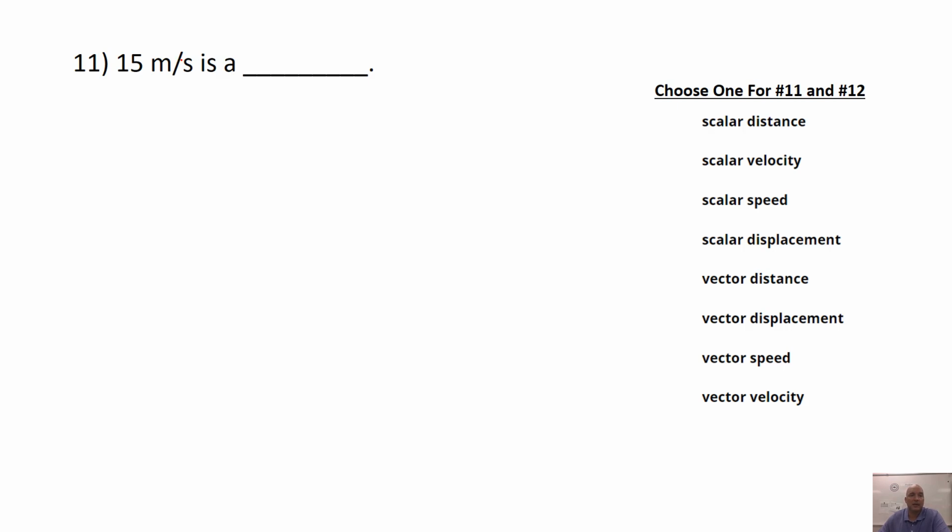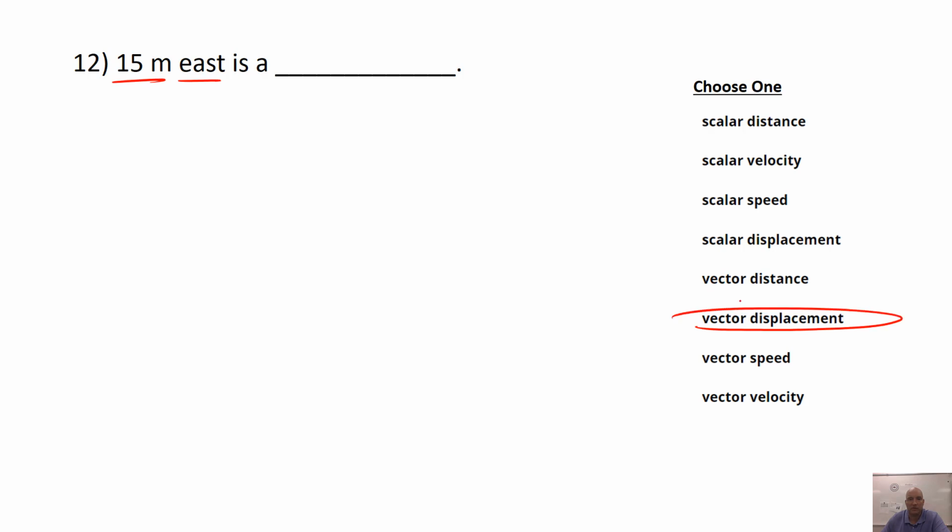Okay, so 15 meters per second is missing north, so it's missing any sort of direction. So it's going to be a magnitude. And since it's going to be speed or velocity, but in this case it's going to be speed, and speed is a scalar. So speed is meters per second, and it has no direction, so it's a scalar. 15 meters east, well, 15 meters is going to be either distance or displacement, but since it has east, it's going to be displacement. So it's going to be a vector. Vectors have vector displacement. There's your answer right there.